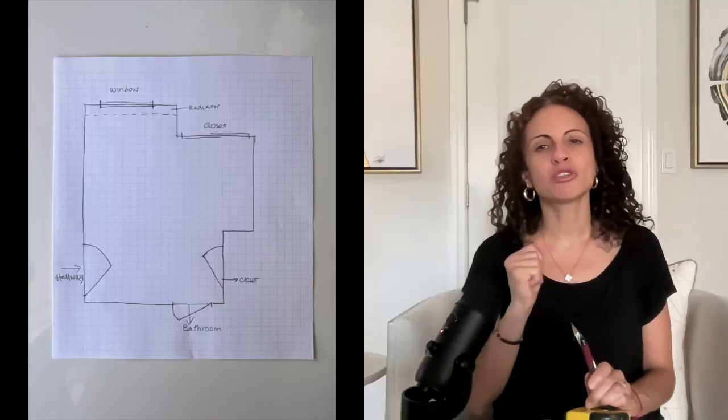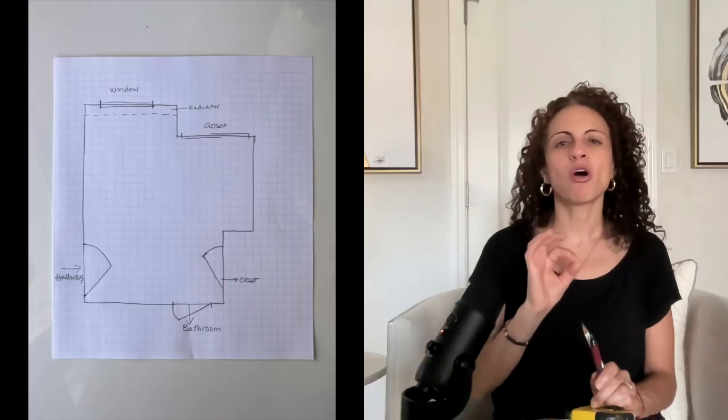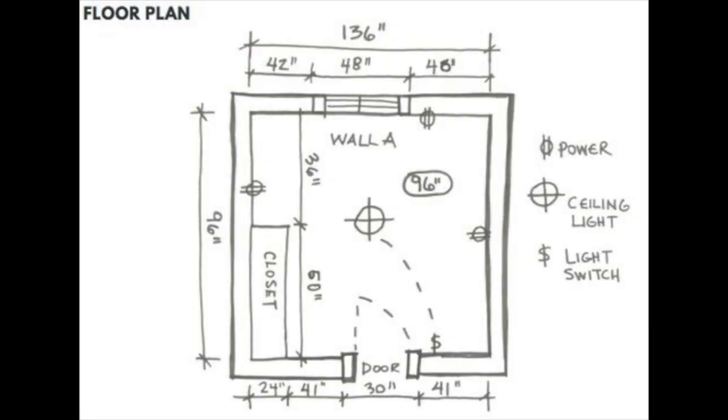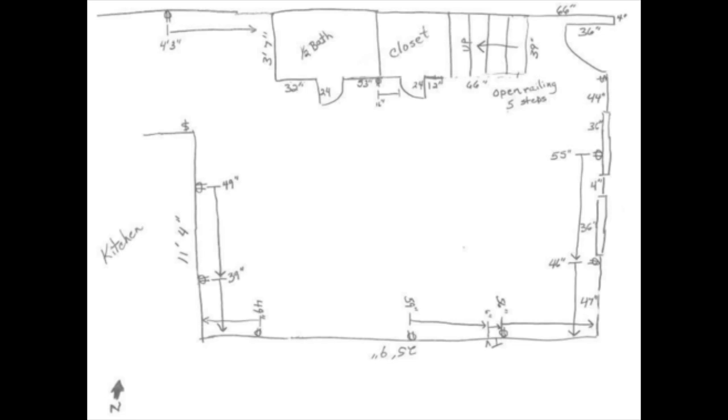Steps to draw a floor plan. Step 1, sketch out your space. Sketch out your room on graph or blank paper. Include all architectural details, windows, doorways, fireplace openings, etc. It doesn't need to be pretty or to scale at this point.